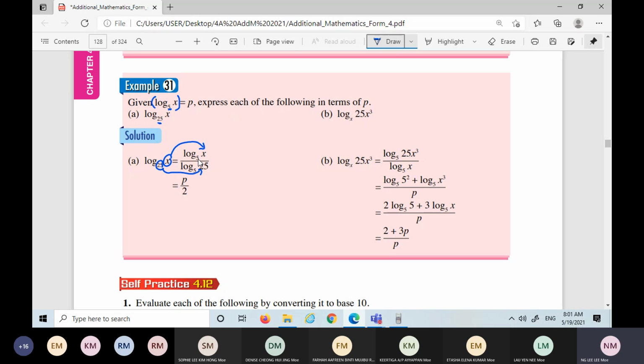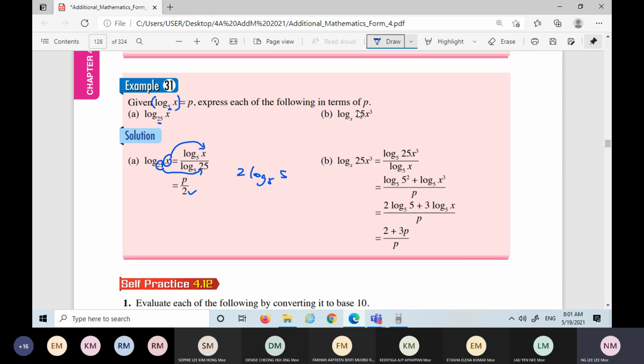Now log base 5 of x, I can make use of this, so let it become p. Then how about this log base 5 of 25? You can write 25 as 5 to the power 2, the 2 you drag in front. Then log base 5 of 5 is 1, so 2 times 1 you get 2. This is how you get the answer p over 2.